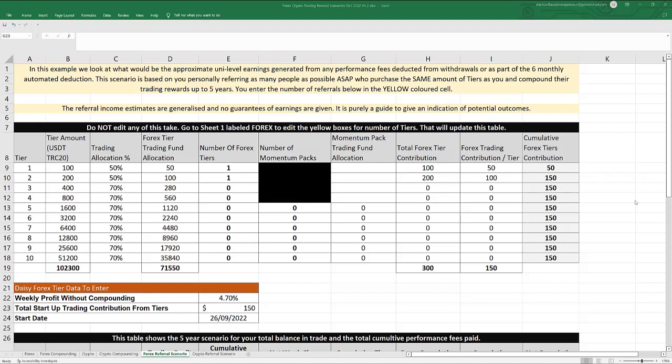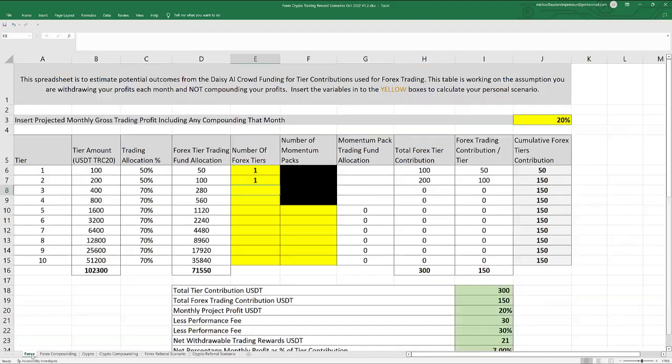So now we know what would happen as a passive participant. Let's examine what would happen if you were an active participant. What do I mean? If you shared this with other people. So let's work on the assumption that you contributed tier 1 and tier 2 to Forex, a total of 300 USDT contribution, 150 USDT going into the trading pool.